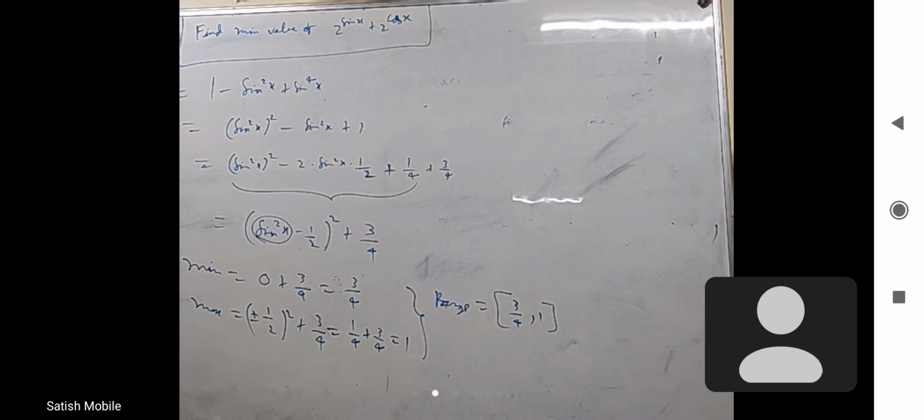Maximum value? Yes, sir. Sin power 4 x is less than or equal to sin square x, right? Okay. Sin power 4 x is less than or equal to sin square x. Add cos square x on both sides, we'll get it.